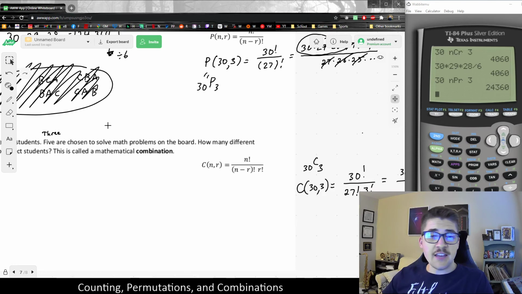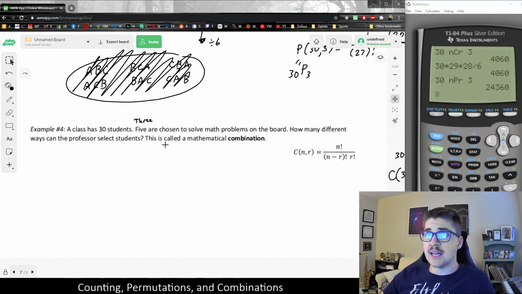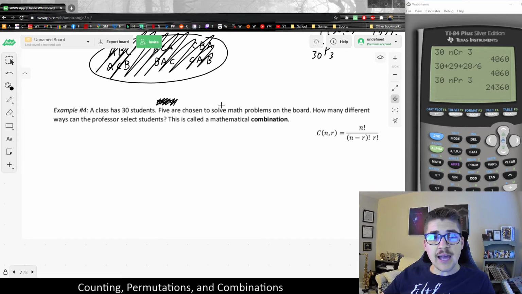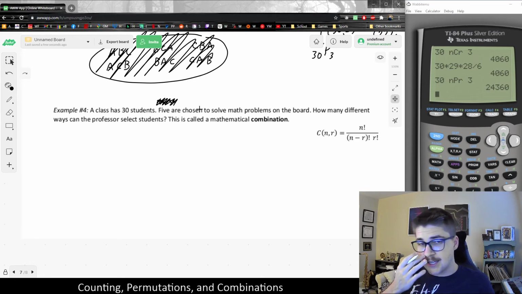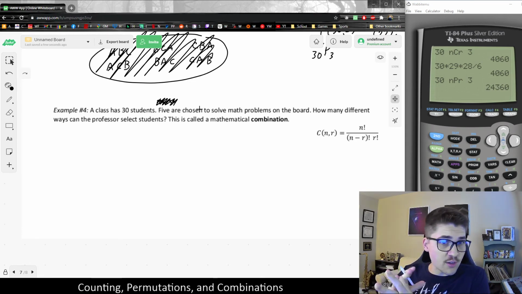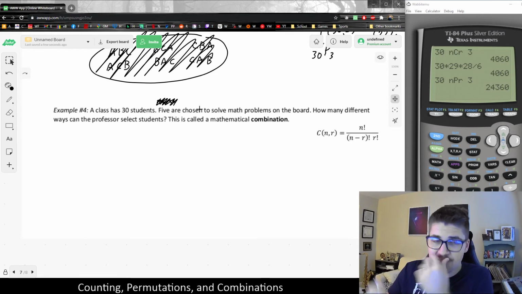Let's actually solve the problem as it was originally stated in the lecture notes. Here we have 30 students and 5 are chosen to do math on the board. And again, the order in which I select those students doesn't matter, because whether student A is selected to do math first or not. Now, the order could matter if they're all solving different problems. Then the order I select them would matter. That would be a permutation. But here, if they're all solving the same problem, it doesn't matter the order they're selected, if you catch my drift.